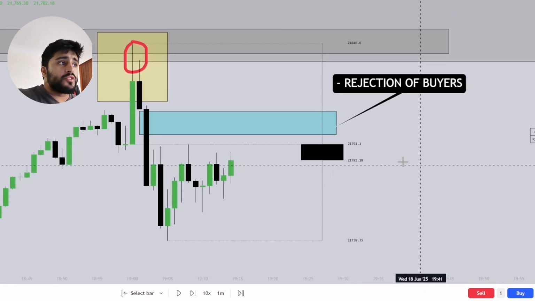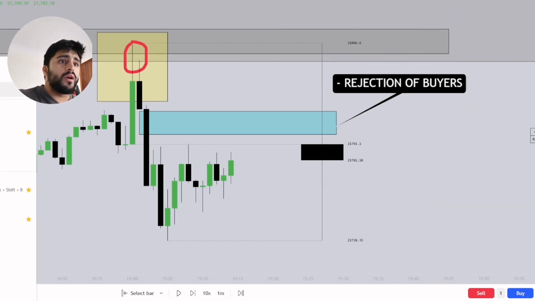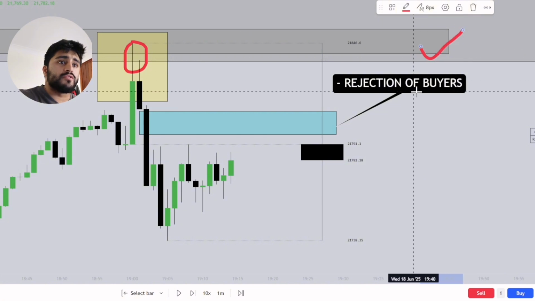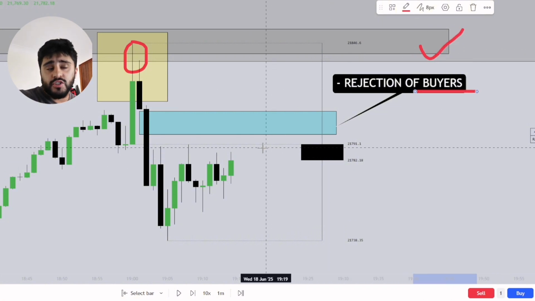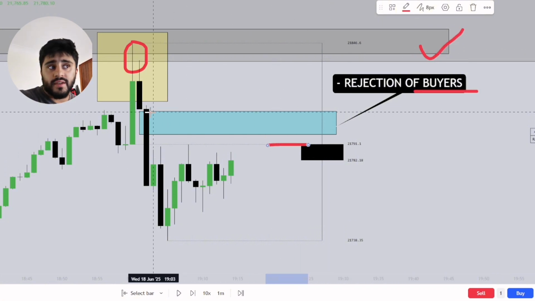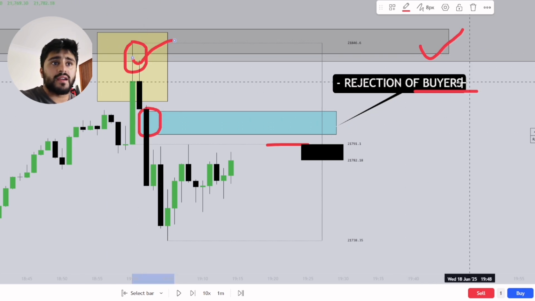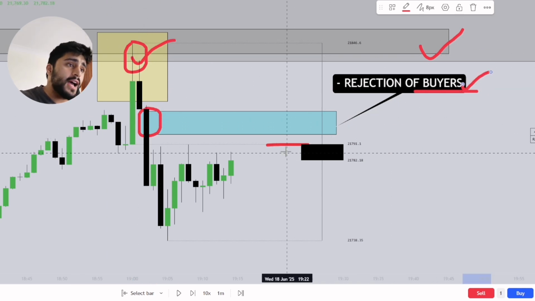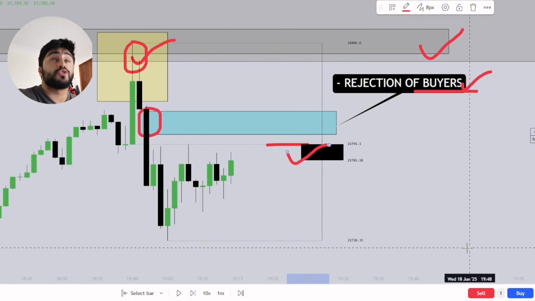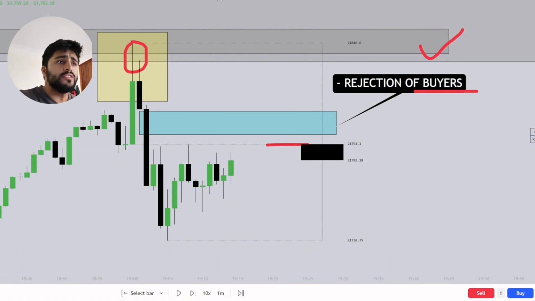The second thing is when you combine it with the fact that we do have a 1 hour POI that's been rejected by buyers, and we're above the 2 p.m. Eastern with this fair value gap over here. So this is a fair value gap that's tapped into a higher time frame fair value gap. We've seen a rejection of buyers, and we're above the 2 p.m. Eastern. This is what gives us confirmation to take the short position from over here.